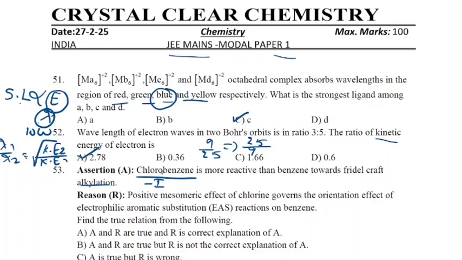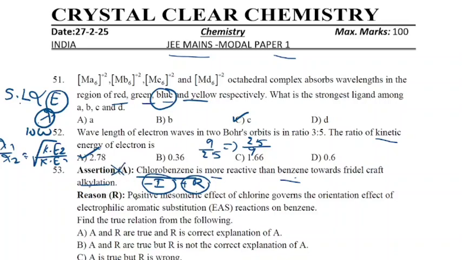Once again, if we consider chlorobenzene, no doubt chlorine shows plus R effect. Because of the plus R effect, it orients the next incoming substituent towards ortho and para. But the reactivity definitely depends upon the inductive effect. And because of the stronger minus I effect of the chloro group, chlorobenzene will be less reactive when compared with benzene. But they have given more reactive, that means the assertion is wrong.